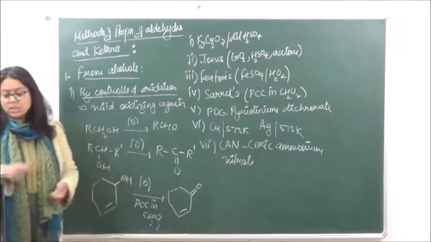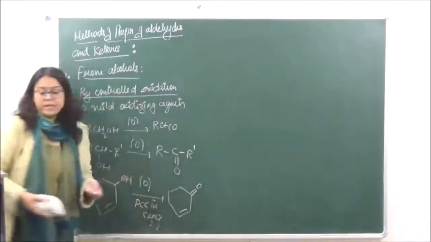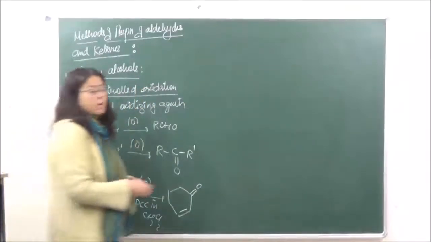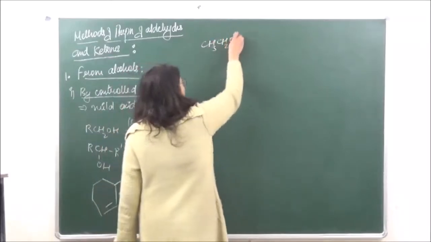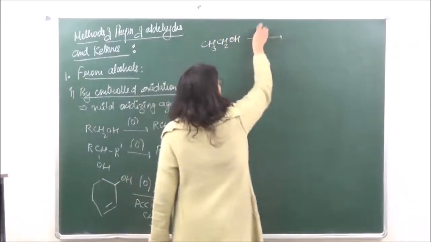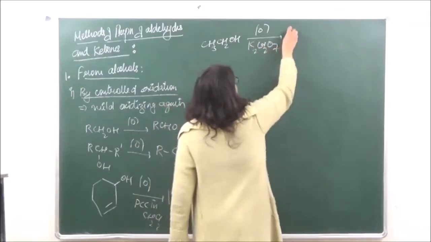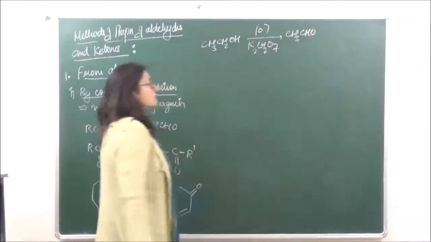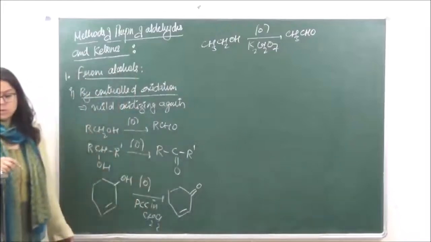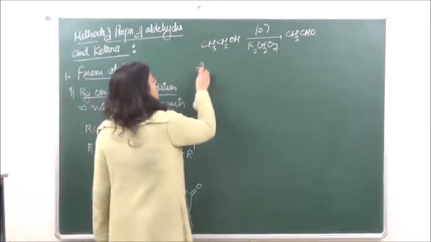Okay, so let's just see some other examples of oxidation. When we're doing some other examples over here, we are taking a normal alcohol, CH3CH2OH, oxidation in presence of K2Cr2O7. This is going to give us CH3CHO. ठीक है?